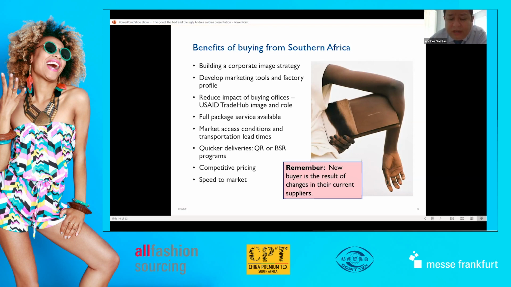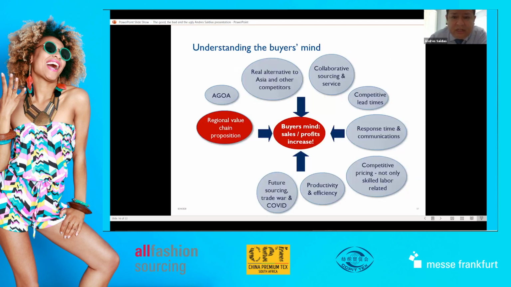Please always remember, a new buyer is the result of changes in their current suppliers. They are switching. You've seen the mind in the center. This is the buyer's mind. What do they want? Profits. They want to increase sales.